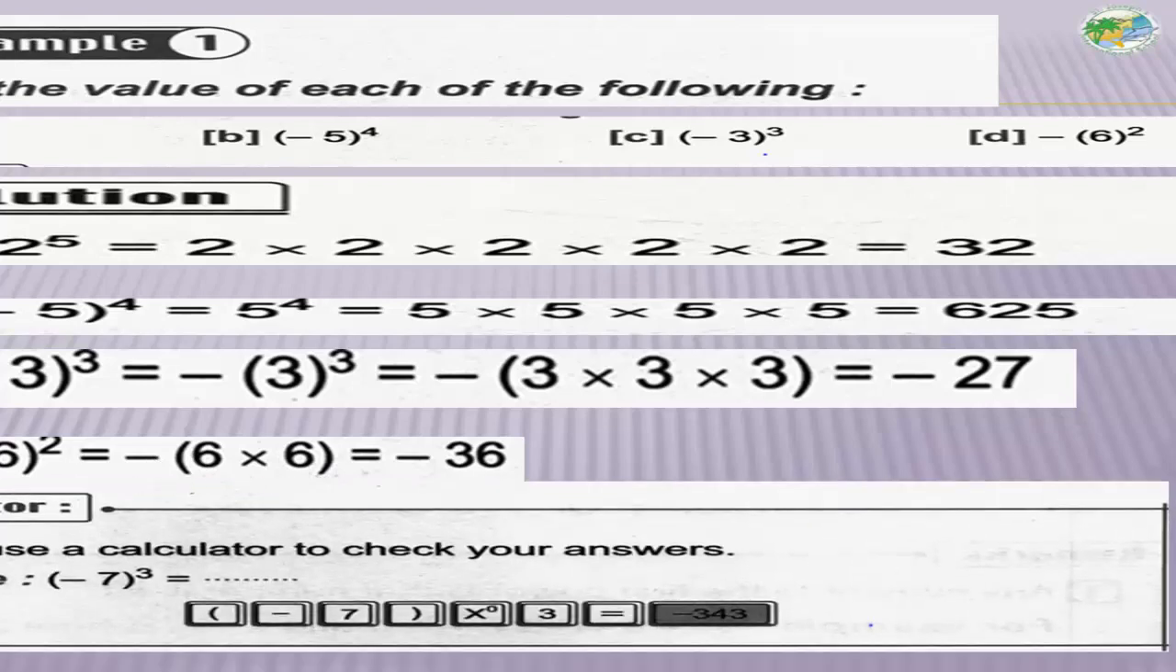For example, you can use a calculator to check your answers. For example, negative 7 power 3. Here we have a bracket, so on the calculator we press negative 7, then x power 3, and it equals negative 343. This is to check your answers.